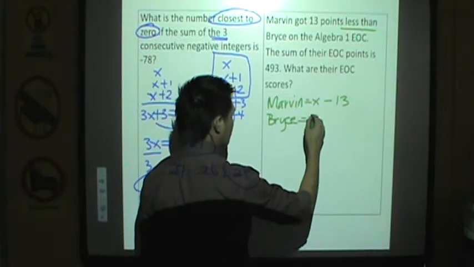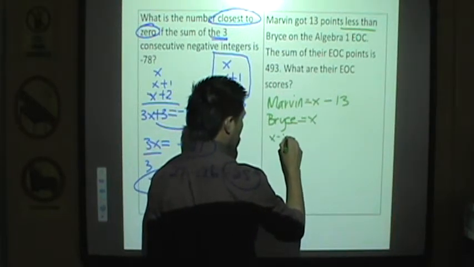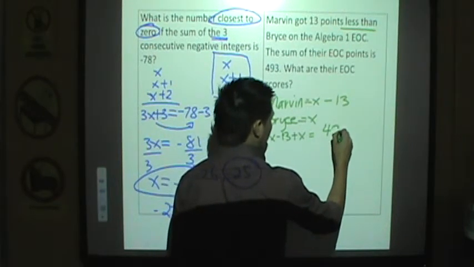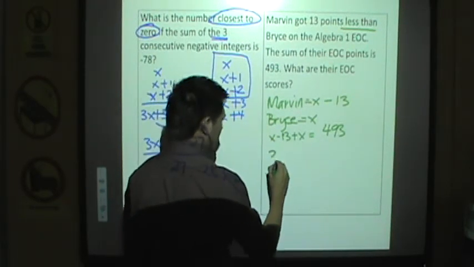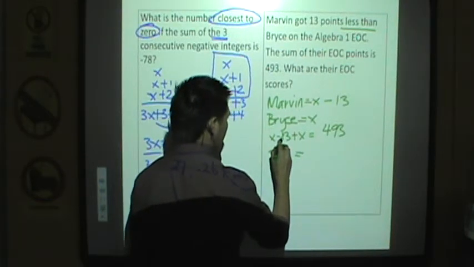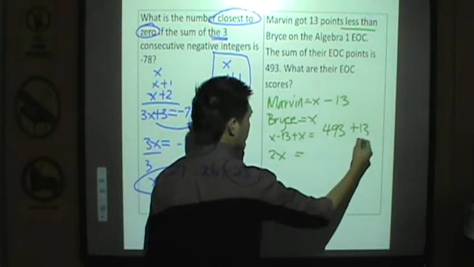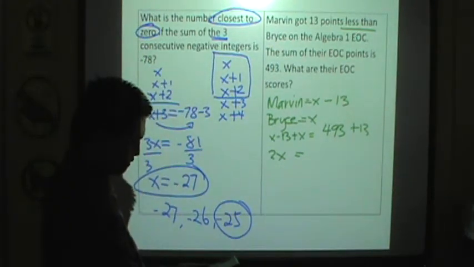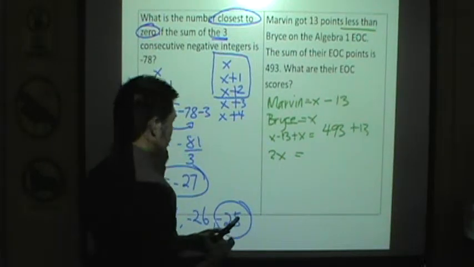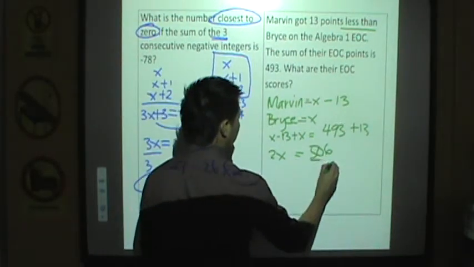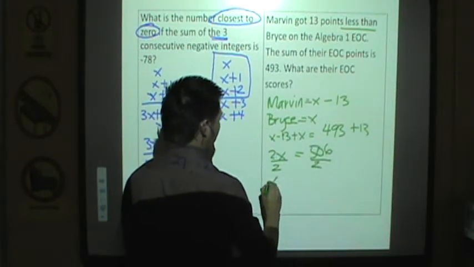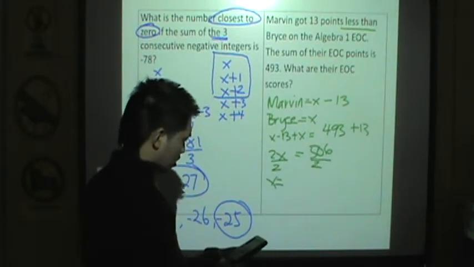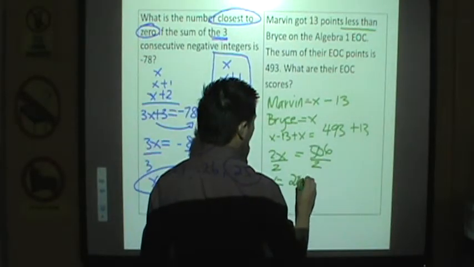So here we go. That means I have to add them: x minus 13 plus x. We know that the sum is equal to 493. x plus x is 2x. But that minus 13, you have to move it over, it becomes plus 13. Now you have 2x equals 493 plus 13, which is 506. And then you can divide both sides by 2. 506 divided by 2, the answer is 253.